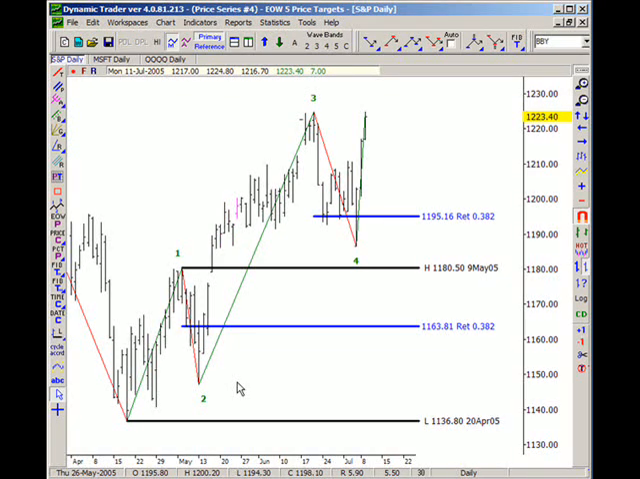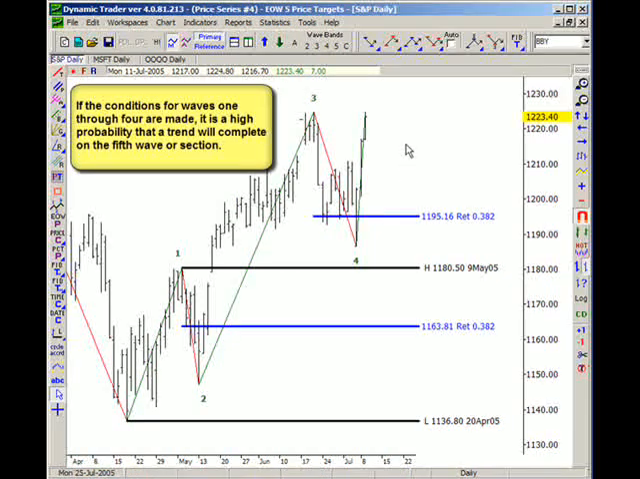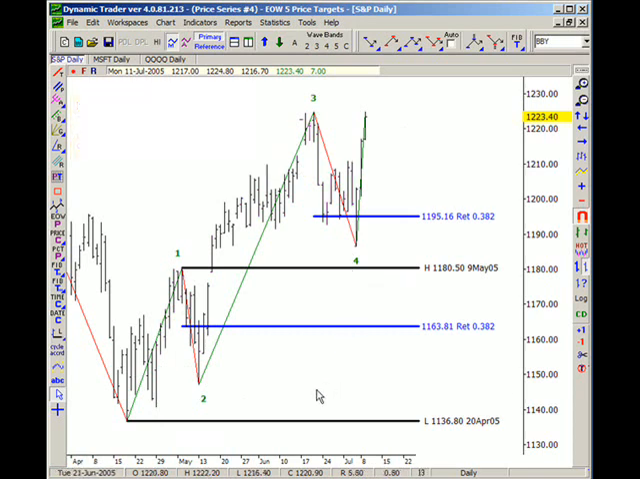Now, every trend doesn't end or subdivide in 5 waves and end on the 5th section or 5th wave, but it's so frequent that when the conditions are in place with the 1 through 4 complete, we always want to be aware of the probable target for the wave 5, because that's frequently where the trend will be complete. So with the data that we have on here, we've got labeled 1, 2, 3, and 4. Those are complete. And here are the conditions that need to be met.